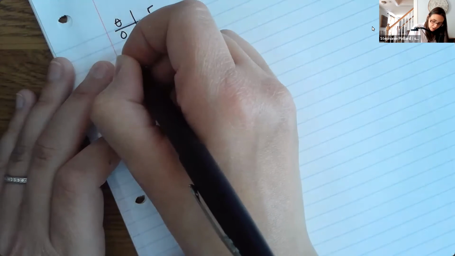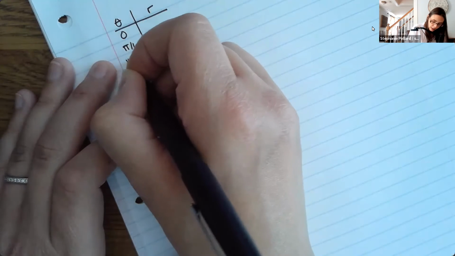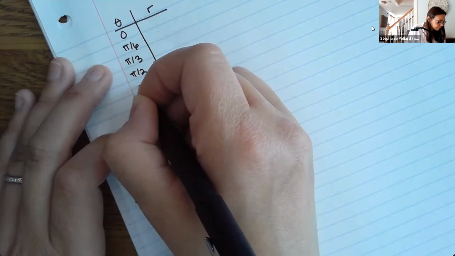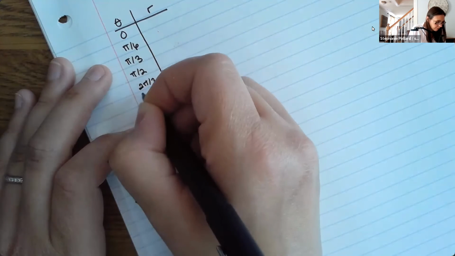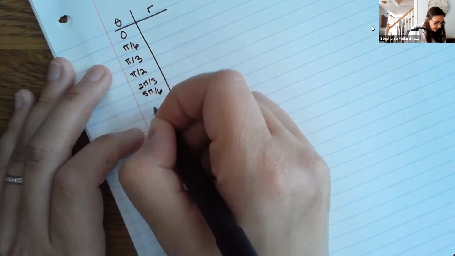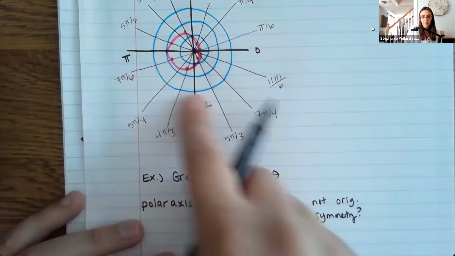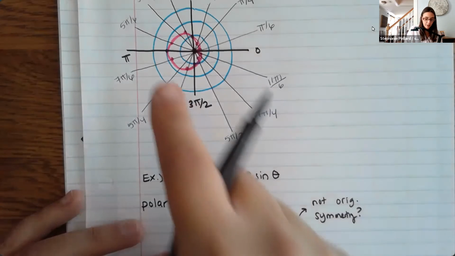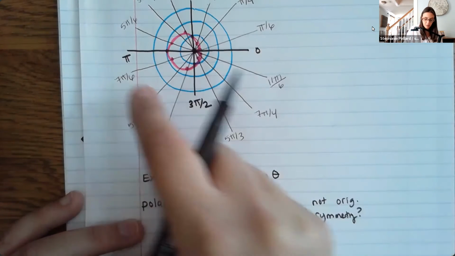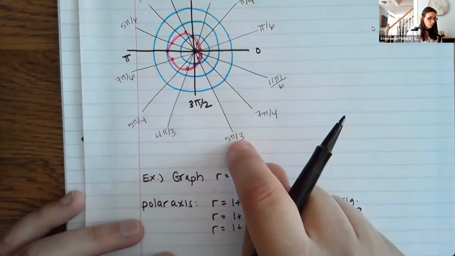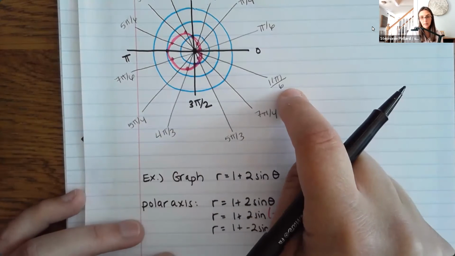I'm going to do the usual 0, pi over 6, pi over 3, pi over 2, 2 pi over 3, 5 pi over 6, and pi. That's the usual from the first group. But if you look at your chart here, again, I don't know anything with the symmetry, so I should really keep going here to complete the circle. So I'm going to do 7 pi over 6, 4 pi over 3 and 3 pi over 2. And then I'm going to do 5 pi over 3 and 11 pi over 6 as well.